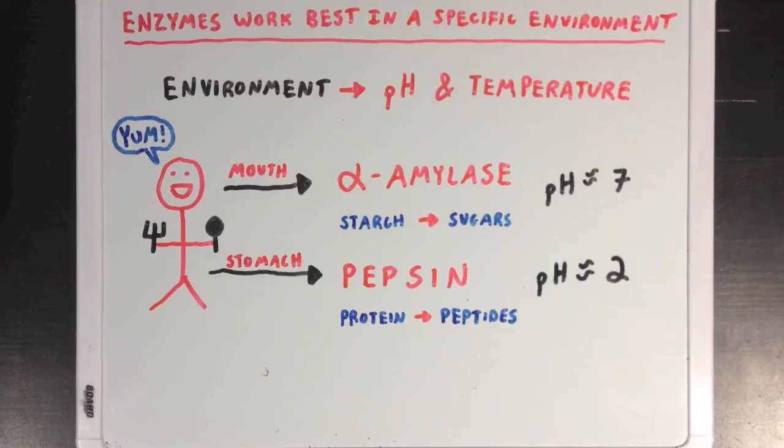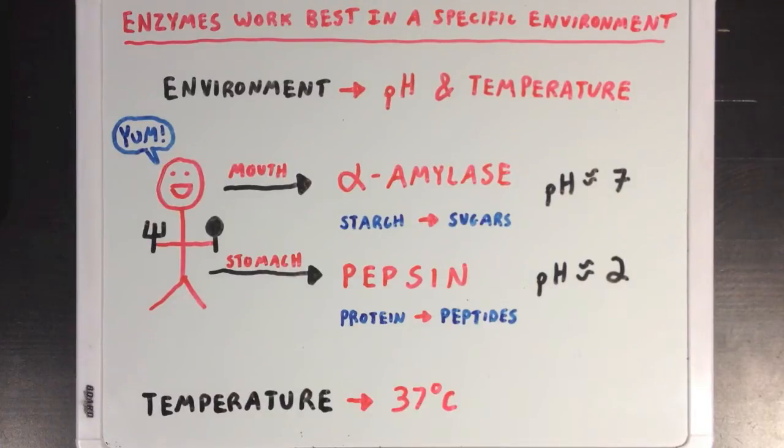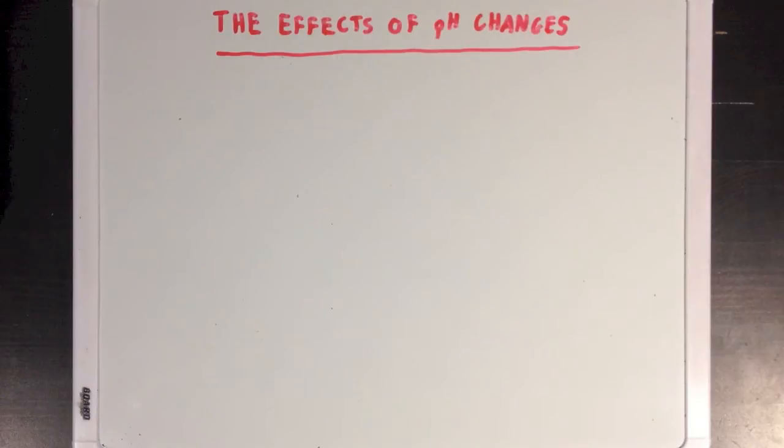Now, in terms of temperature, both of these enzymes typically work at a temperature of around 37 degrees, which is the same as body temperature. But you can see that these two different enzymes are functioning at different environmental conditions. So what would happen if we took an enzyme and moved it into a different environment?